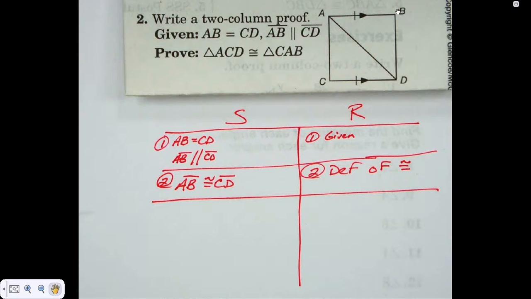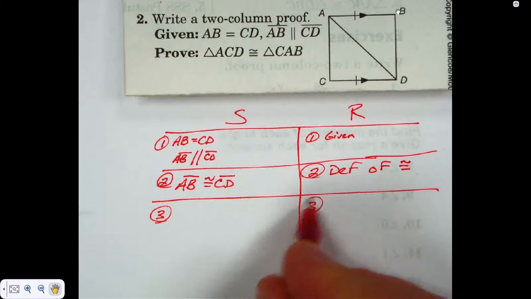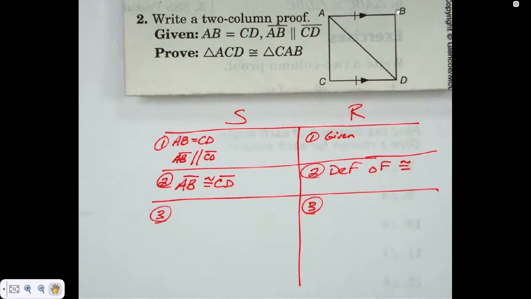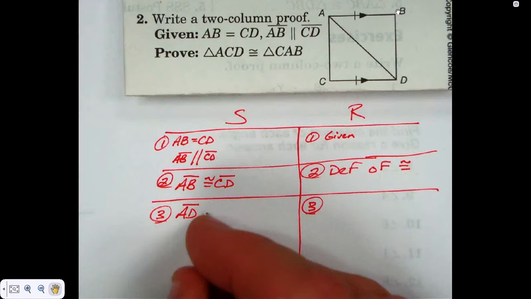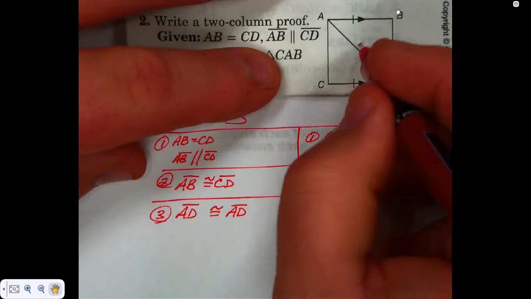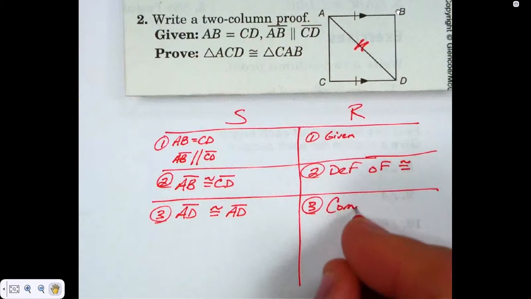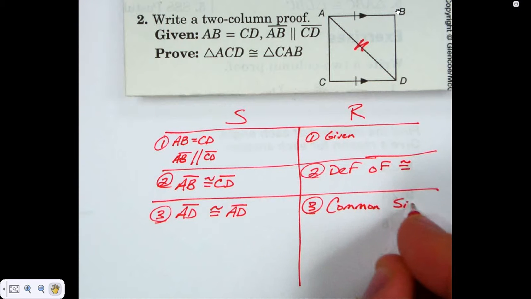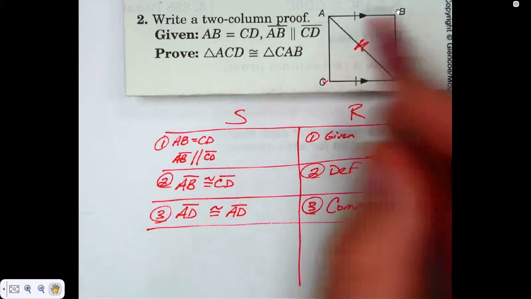Do you see anything else by looking at that picture that I can say is congruent? AD. Yeah, AD is congruent to AD. It's a common side. It's congruent to itself, is it not? Yes. So that is why: common side. It's because the two triangles use the same one. We're trying to prove these two triangles congruent, correct?